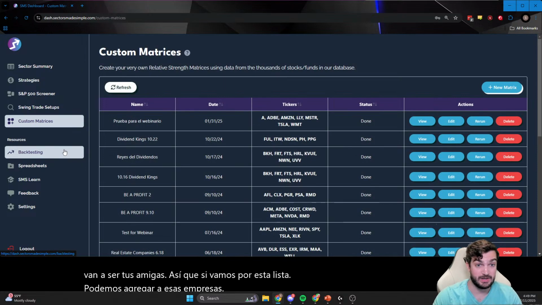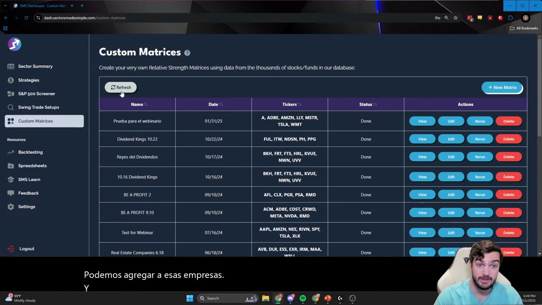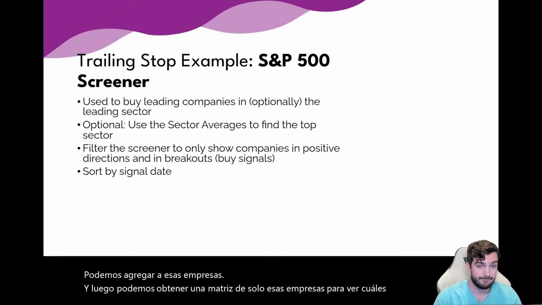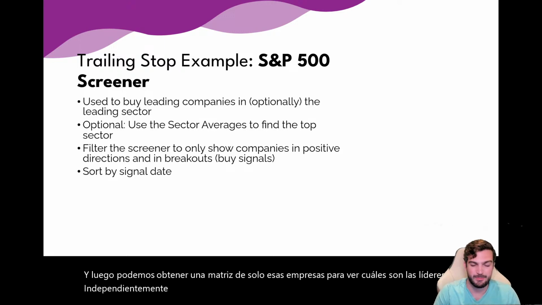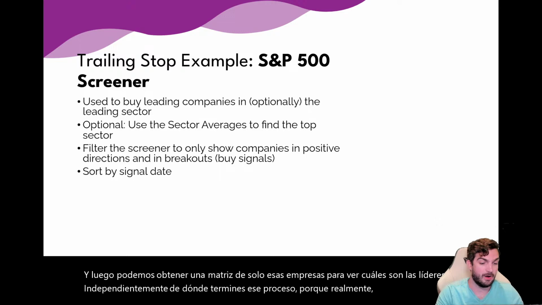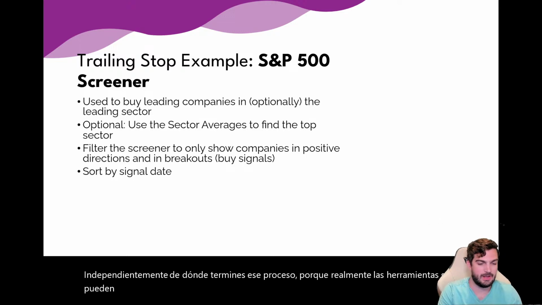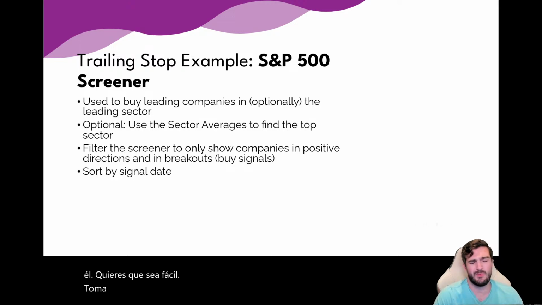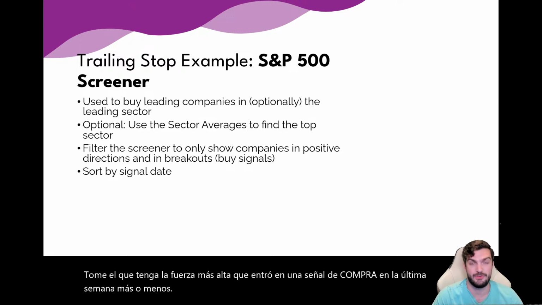And then we can get a matrix of only those companies to see which ones are the leaders. Regardless of where you end that process, because really, the tools can continue to be used over and over and over, it all just comes down to how much time do you want to spend with it. You want to keep it easy? Take the one with the highest strength that went on a buy signal in the last week or so. That's one way to do it.